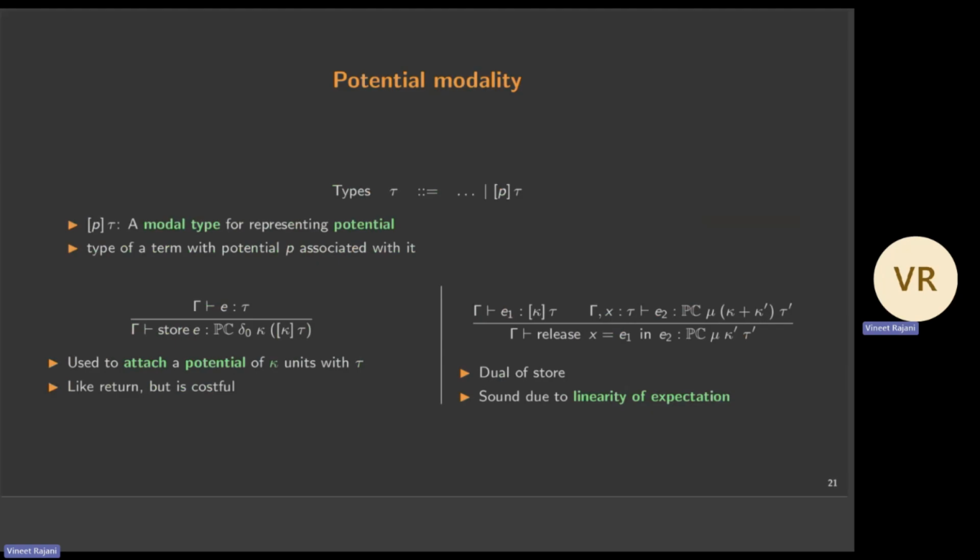Now, you might be wondering, why is this rule sound intuitively? This kind of partial payment of expected cost using potential works out because of linearity of expectation, and this is internalized in the semantic model of our modalities.